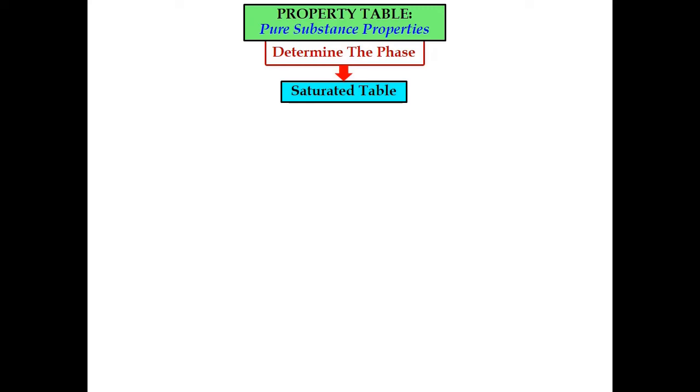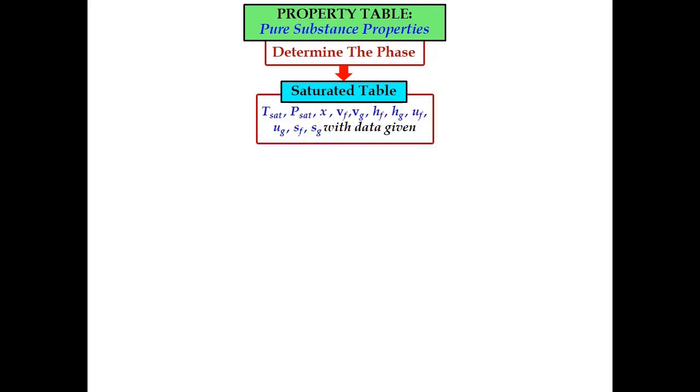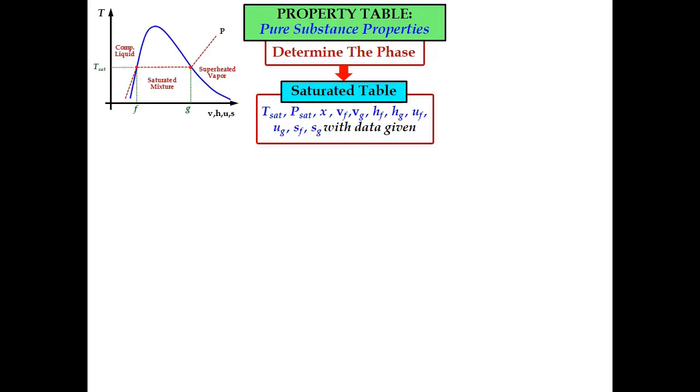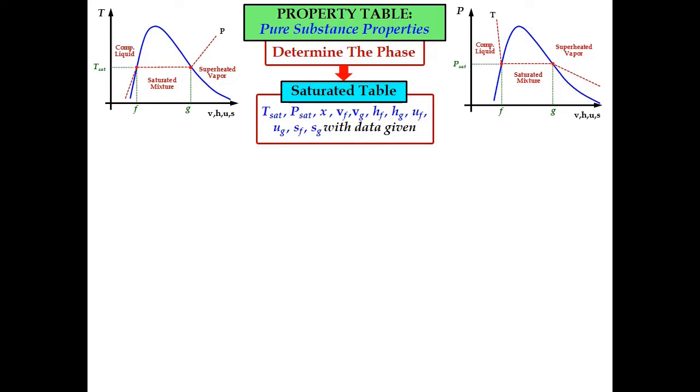In order to determine the phase, you need to use the saturated table by comparing T saturated, P saturated, X value, Vf, Vg, Hf, Hg, Uf, Ug, Sf, Sg with the data given. So you can use all this information from the saturated table with the data given, and also you can use the T-V diagram or P-V diagram in order to determine the phase of the state.